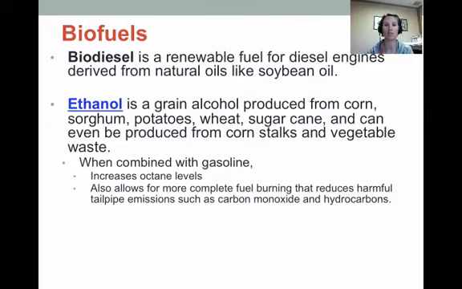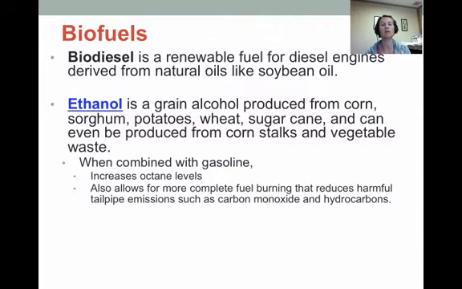It's a grain alcohol. You can get it from corn, potatoes, sugarcane, wheat, sorghum, corn stalks, vegetable waste. And so what they do is they take this stuff, and just like if you were a moonshiner, you would take it and grind it all up and put some yeast and some sugar in there, and you would ferment it, and you would basically create alcohol. And what they do with the ethanol is they actually mix it with your gasoline. They combine it with gasoline.